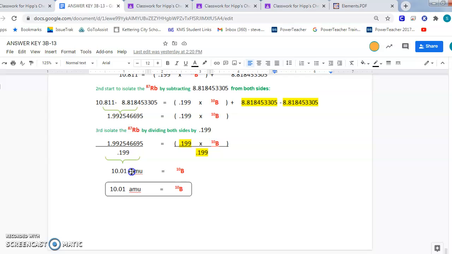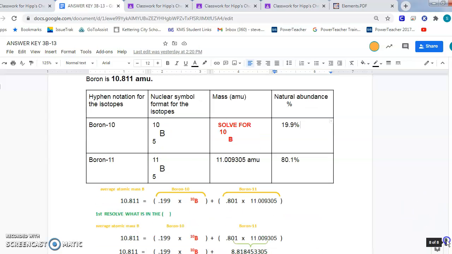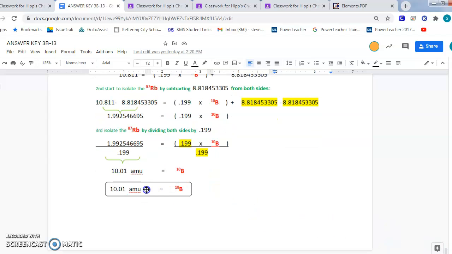If you have more numbers than that, that's okay. I'm just rounding to 10.01 right here. Why did I round to 4? That's a good question. I probably should have just rounded to 3 places, because these percents are just given with 3 numbers. So if you just put 10.0, that actually is rounded a little more correctly using the rules of significant digits. But your answer, again, is around 10.01 AMU for the mass of boron 10.